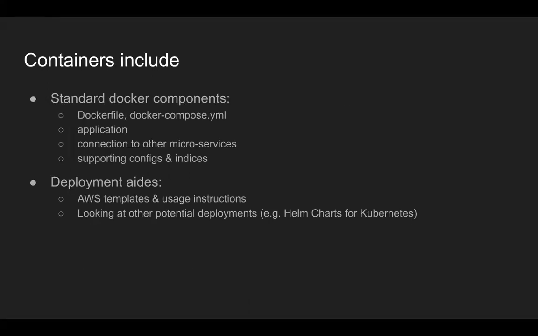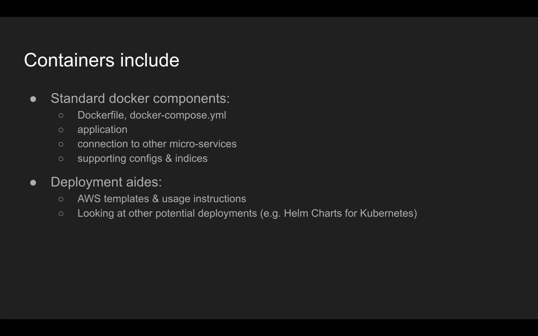So the containers include all the standard Docker stuff with the Docker file, Docker Compose, the application, various microservices like databases and things like that, Solr. And then it also has those configs and indices that would be put into a file system instead of inside the container itself.